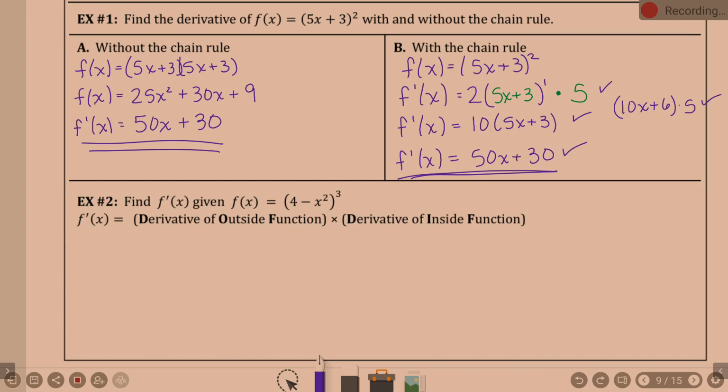Okay, so example 2. Find f prime of x, given that f of x is 4 minus x squared raised to the power of 3. And for whatever reason on this one, it's written out as derivative of the outside times derivative of the inside. Get my pages up, I want to see. Okay. Now, with that in mind, what is your outside function?